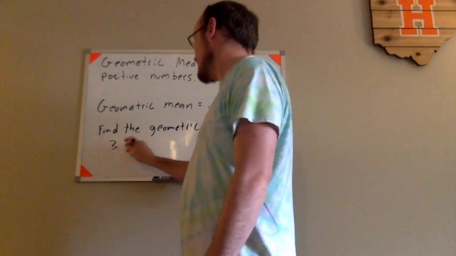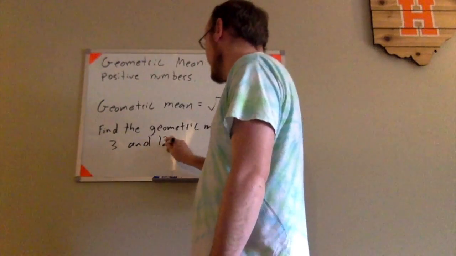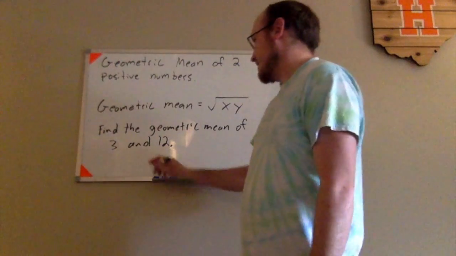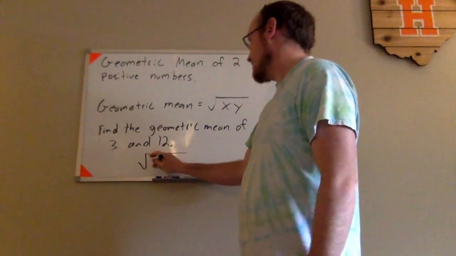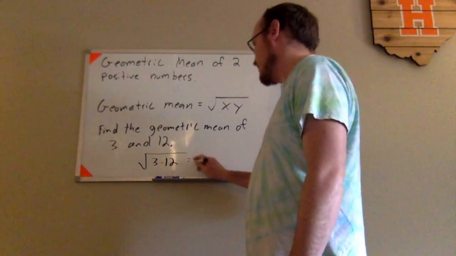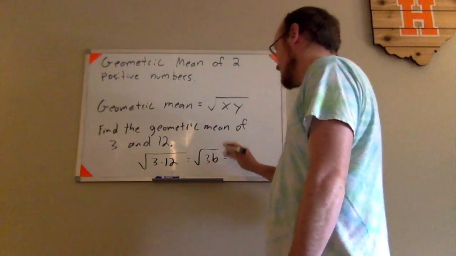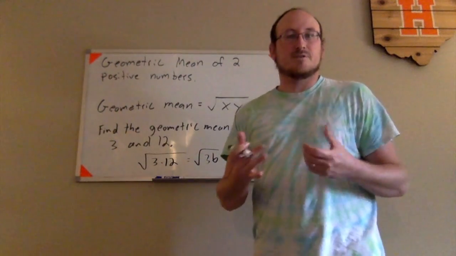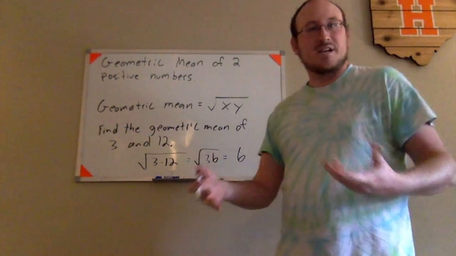Of 3 and 12, for instance, we would have the square root of the product. So we'd have the square root of 3 times 12. 3 times 12 is 36. The square root of 36 is, in fact, 6. So the geometric mean of the two positive numbers, 3 and 12, is actually 6.